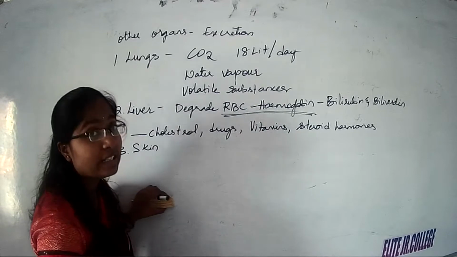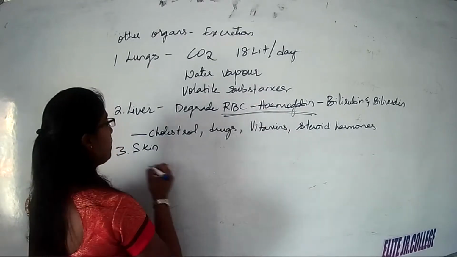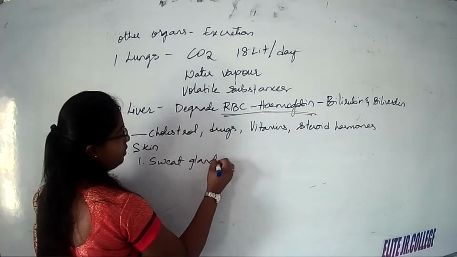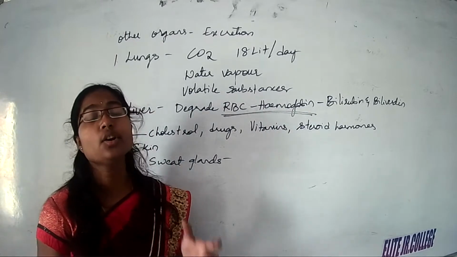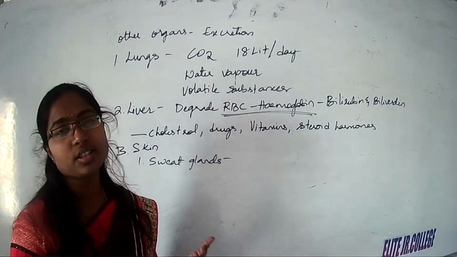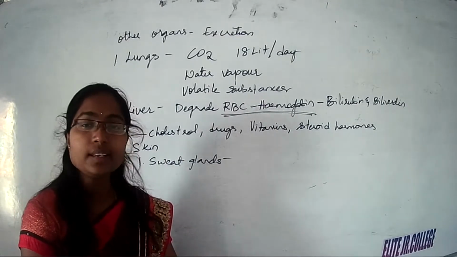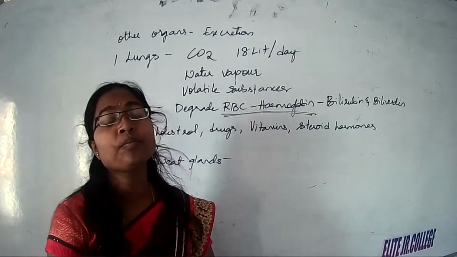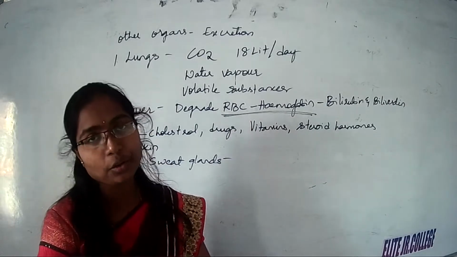Skin is also going to participate in excretion because skin contains two types of glands. The first type of gland is sweat glands. The main effect of the sweat glands is to give a cooling effect to our body whenever we are feeling very hot, isn't it? Whenever we are feeling very hot, then immediately we start to sweat. So that sweating is just to give a cooling effect to our body.